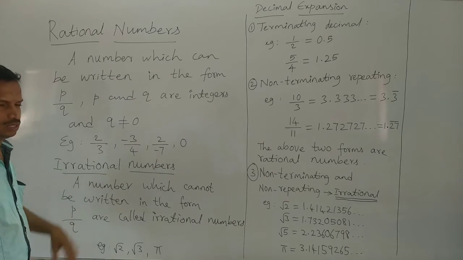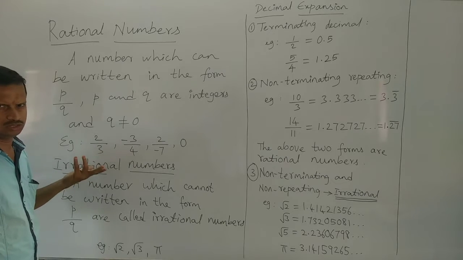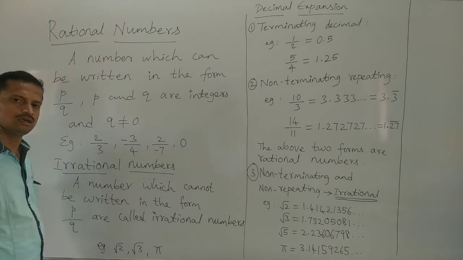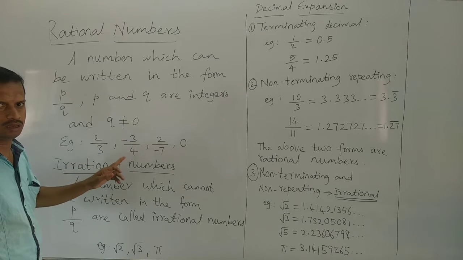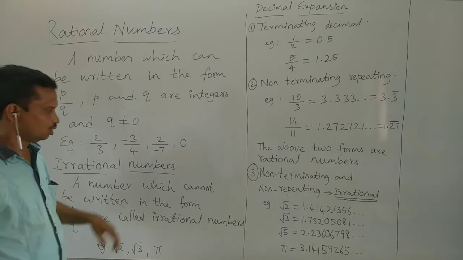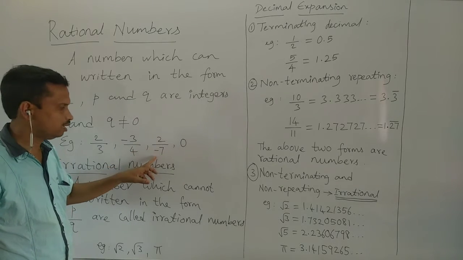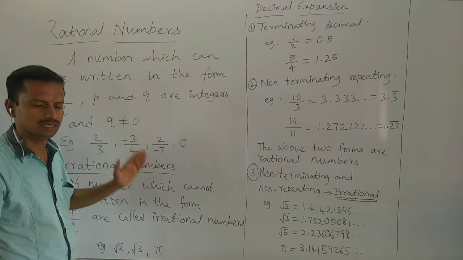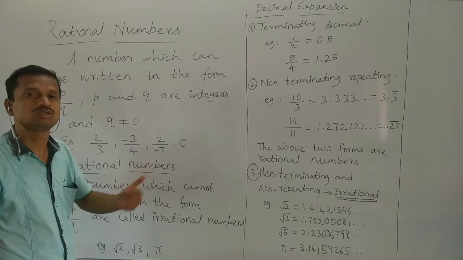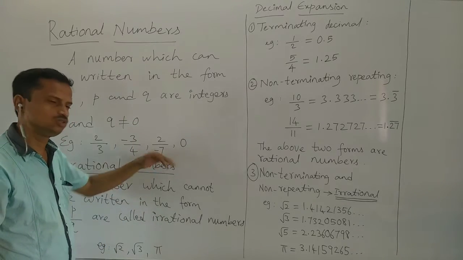Example, 2 by 3. Integer by integer, so it is a rational. Minus 3 by 4, so it is a rational number: negative in the numerator and positive in the denominator. 2 by minus 7: positive integer by negative integer. Anyhow, integer by integer, so it is a rational number. And 0 is also a rational number. That we will see later.